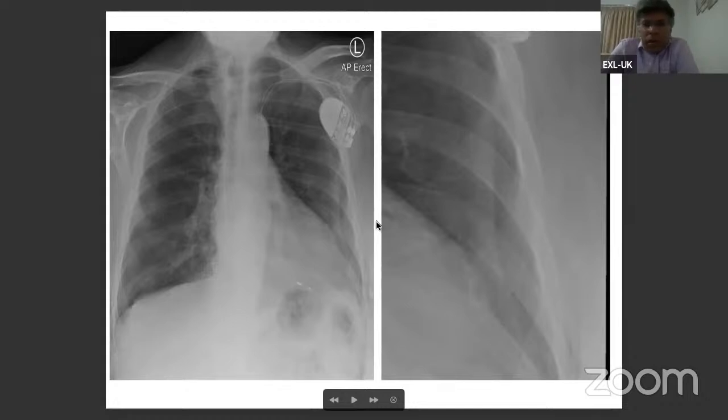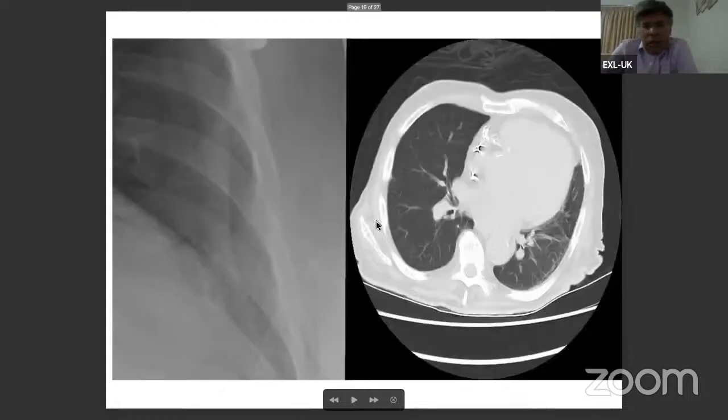What is going on with this patient? And as you can imagine, can you go to the next slide? That was actually a skin fold, and that's actually confirmed on the CT scan. You can see that skin fold over there. So you can see how things can go wrong. And skin fold is not an uncommon thing that you find in older people. Next slide, please.